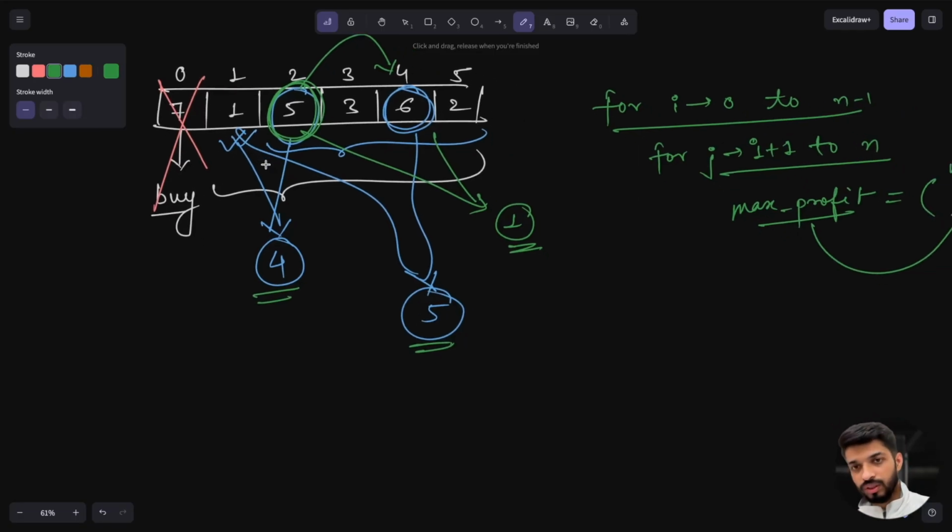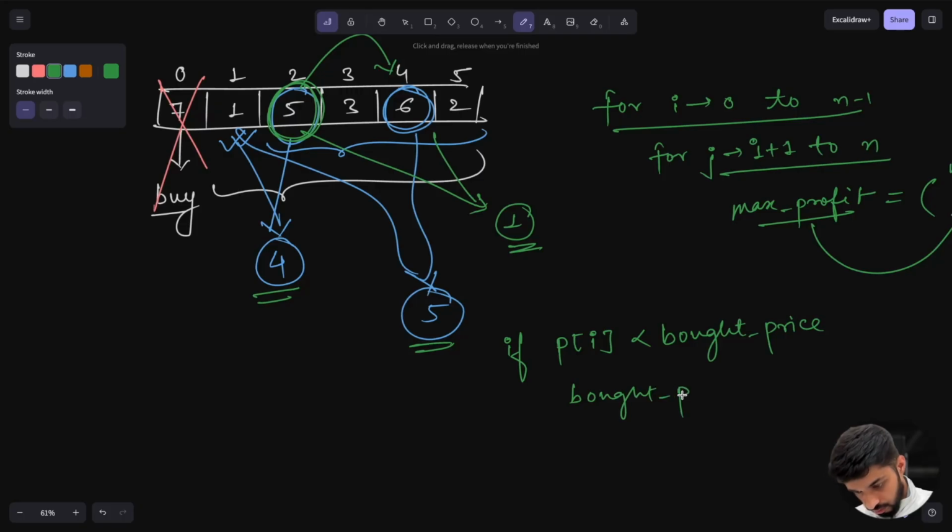I'll iterate once. What you can do is, if price at ith day is less than, what price? If the price on that particular day is less than the price at which you bought, then you can do a simple thing: bought price is equal to price of i. You will be buying any day at a lower price.